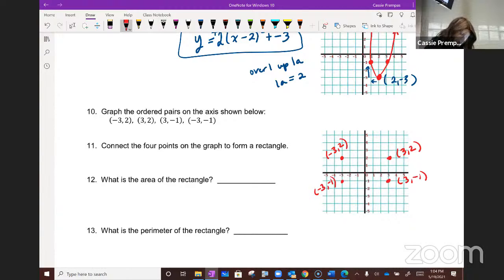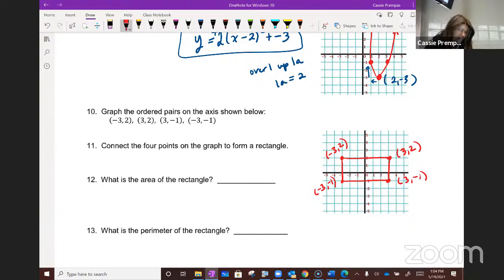And now it says connect the 4 points on the graph to form a rectangle. Hopefully you guys know what a rectangle is. The opposite sides are congruent. It has 4 right angles. The diagonals are congruent as well, but we don't need to know that.